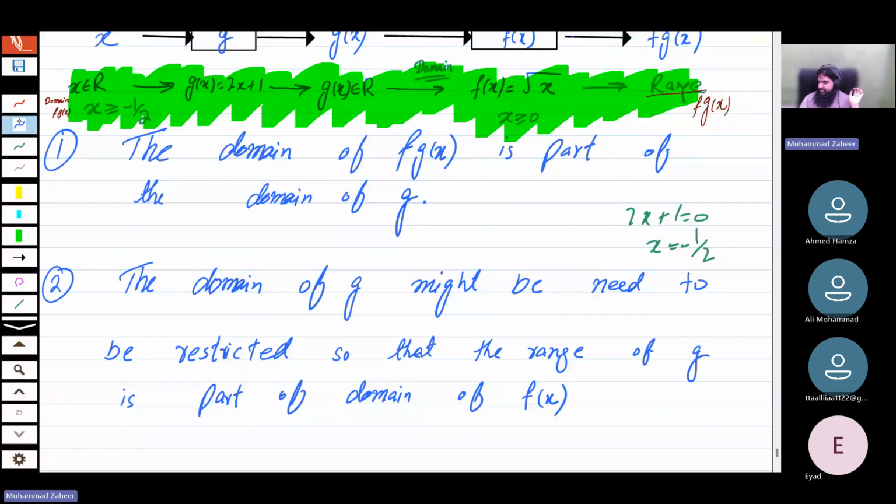I need a positive answer. The restriction is that I need a positive answer. So I will take it greater than or equal to 0. So I will get x is greater than or equal to -1/2. So the domain of g of x in actual is real numbers, but the domain of f of g of x will become x greater than or equal to -1/2. Why? How is it going to be changed? Just because of this f function.